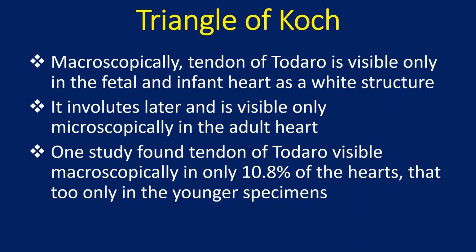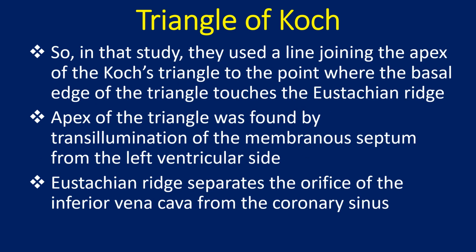One study found tendon of Todaro visible macroscopically in only 10.8% of the hearts, that too only in the younger specimens. So, in that study, they used a line joining the apex of the Koch's triangle to the point where the basal edge of the triangle touches the eustachian ridge. Apex of the triangle was found by transillumination of the membranous septum from the left ventricular side. Eustachian ridge separates the orifice of the inferior vena cava from the coronary sinus.